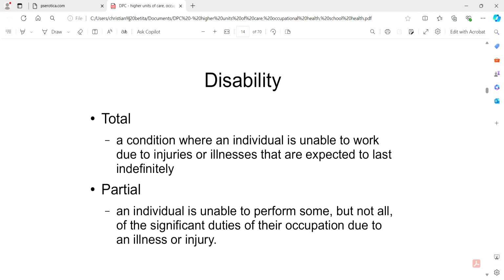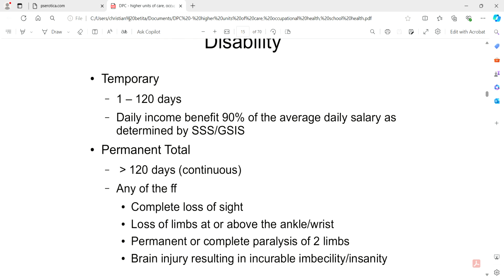A total disability is one wherein an individual is unable to work due to injuries or illnesses that are expected to last indefinitely. A disability is partial when an individual is unable to perform some, but not all, of the significant duties of their occupation due to an illness or injury. A disability may be temporary if it's less than 120 days. Disability is said to be permanent total if it's more than 120 days continuously, and if a person's disability is such that they are unable to return to work.